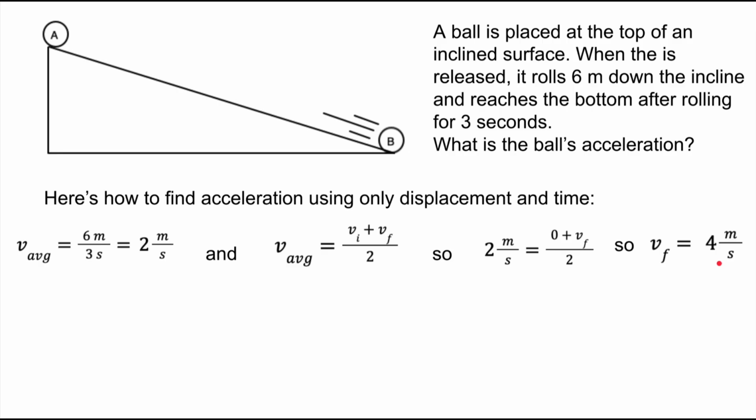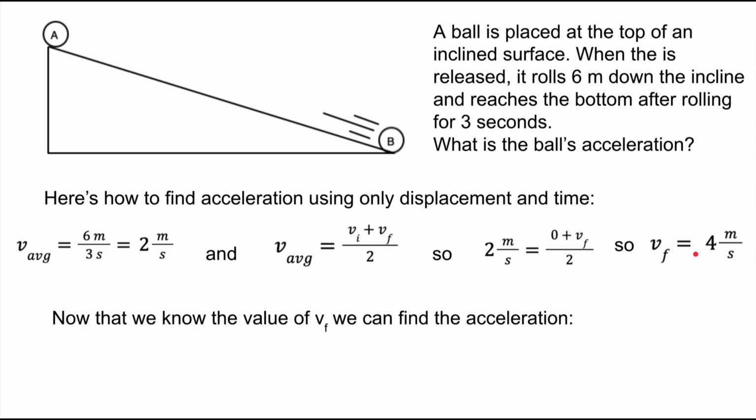Now, I'm just here to tell you, this is a very common setup. And when you have this setup, it's very easy to take the displacement and the time and come up with this average. And all you have to do, as long as it starts from rest, is double the average, and you will get the final velocity. It's a really good trick to have in your toolkit. Now that I know what the final velocity is, I can go ahead and find the acceleration. So now I say, well, acceleration is just v final minus v initial over delta t. And so by solving this, I can see that it's accelerating at 1.3333 meters per second squared.